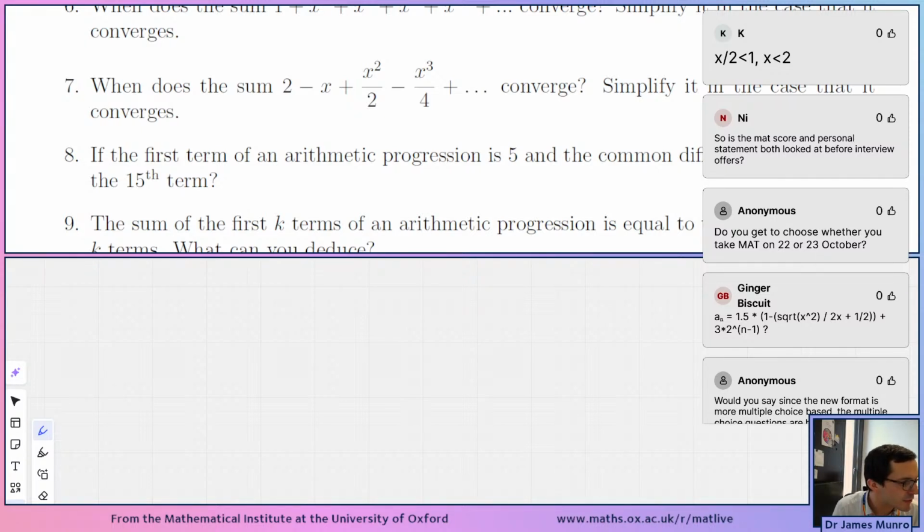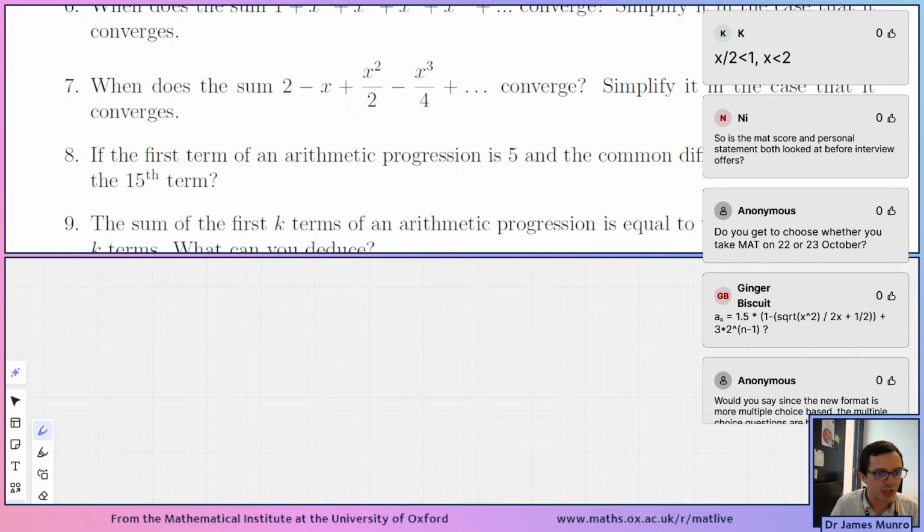Is the maths score and personal statement both looked at before interview offers? Yeah, so before we invite anyone to interview, we wait for everyone to have a go at the maths, and we also look at people's UCAS applications. We look at both. It's not just maths based, we look at other information as well. Good.